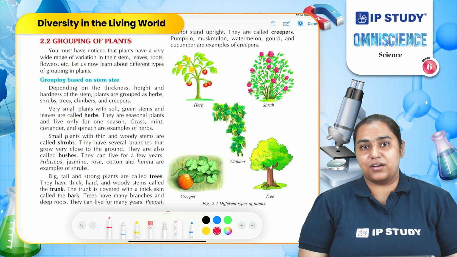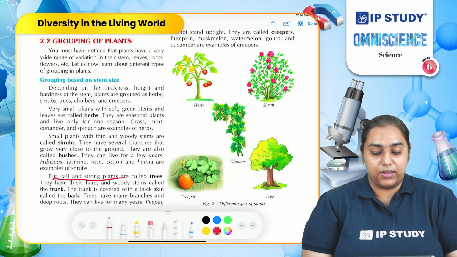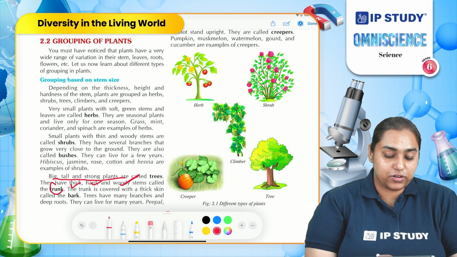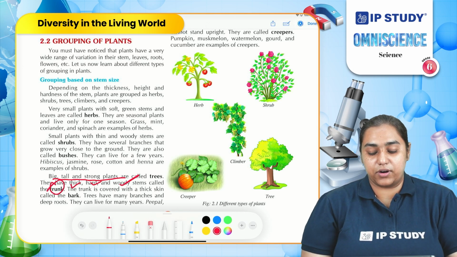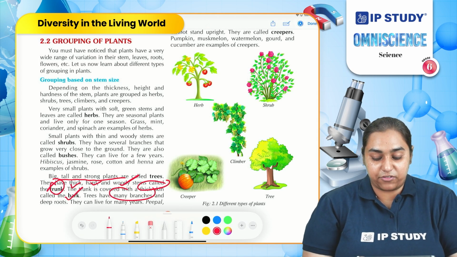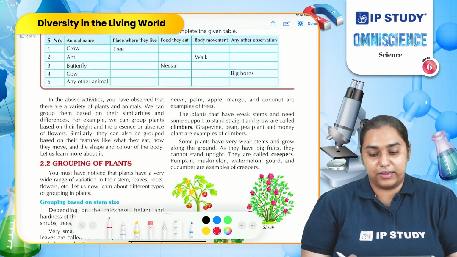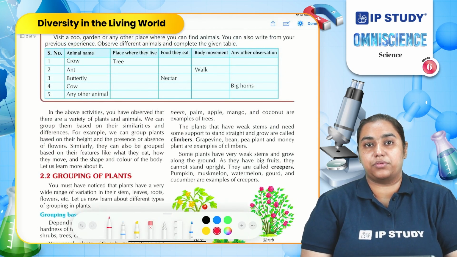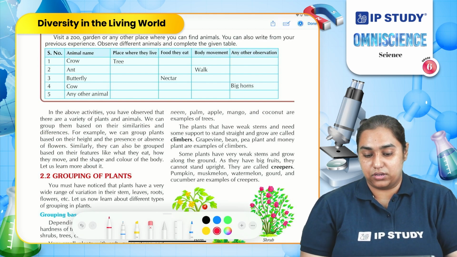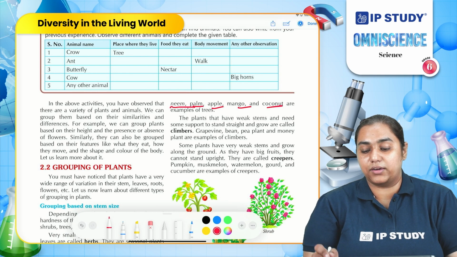Another category of plant is trees. They are big, tall, and strong plants. They have a thick, hard, and woody stem. Their stem is known as trunk. This trunk is covered by a thick skin known as bark. These trees have several branches, and they have very deep roots. They can live for many years compared to herbs and shrubs. Herbs can go for 1 year only, whereas trees go for many years. Common examples are neem, palm, apple, mango, and coconut.